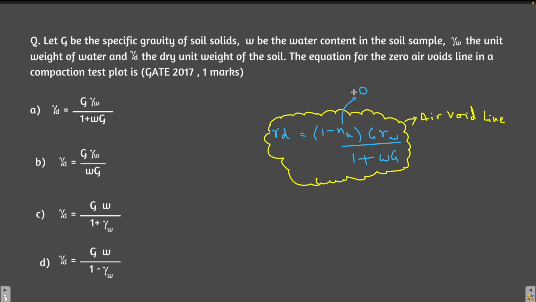So if we put eta A equals 0, what we will get? We will get gamma D equals G gamma W by 1 plus WG. So this is the equation of the zero air void line, and option number A is the correct option. Let's move on to the second question.